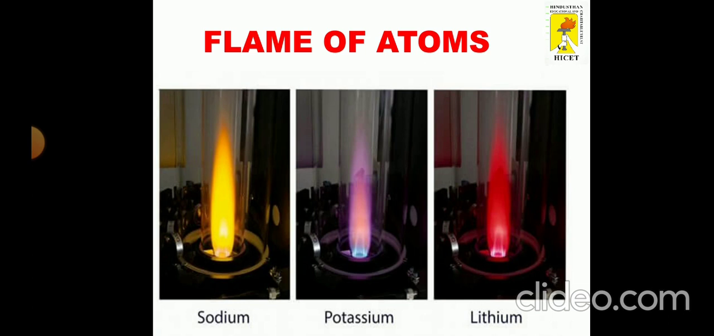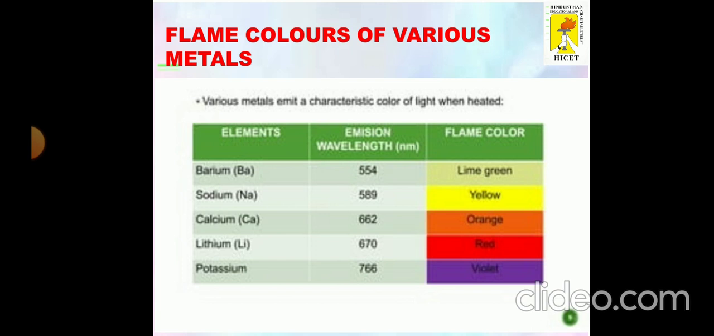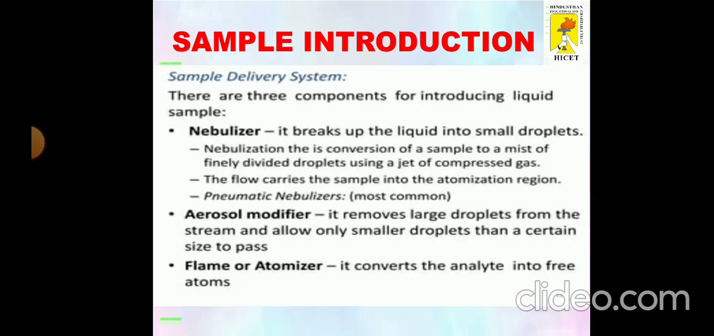The flame of atoms of sodium is bright yellow in color, followed by potassium, then lithium in crimson red color. So these are the different atoms which emit colors. Barium gives a lime green color, sodium gives a bright yellow color, calcium is orange, lithium is red, and potassium is violet in color.